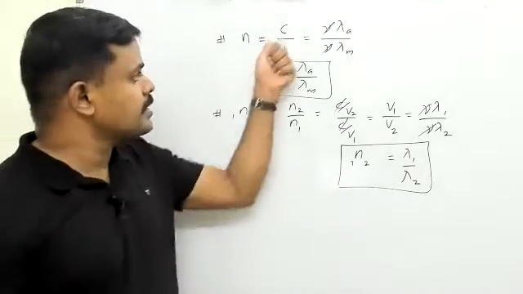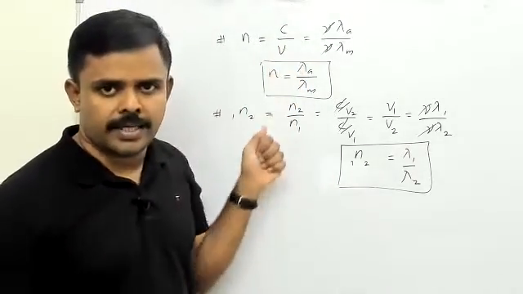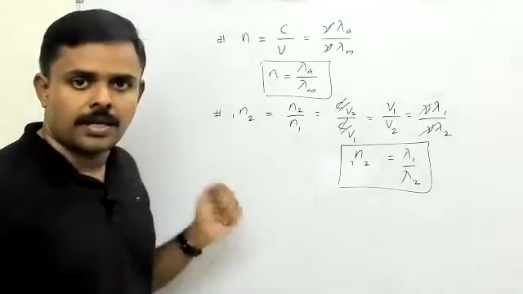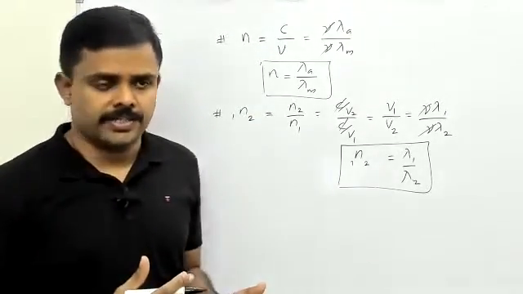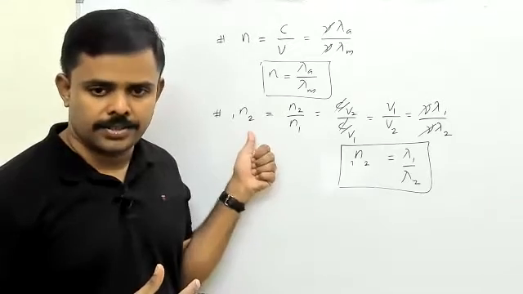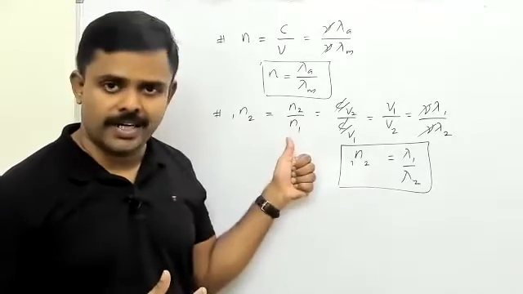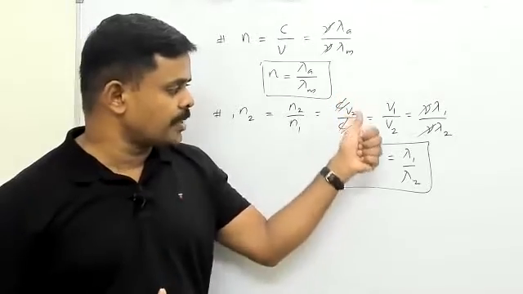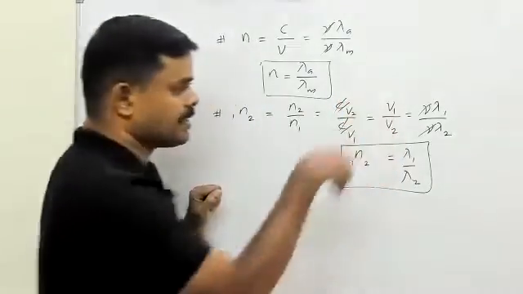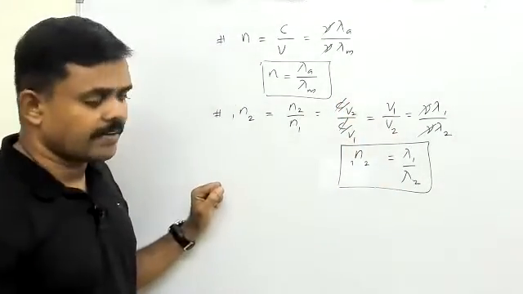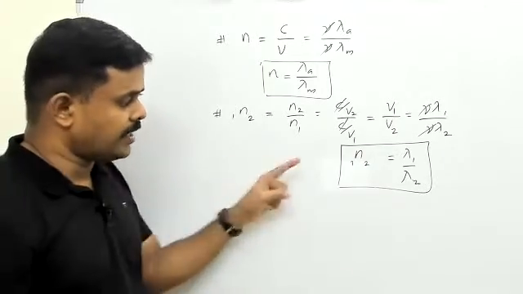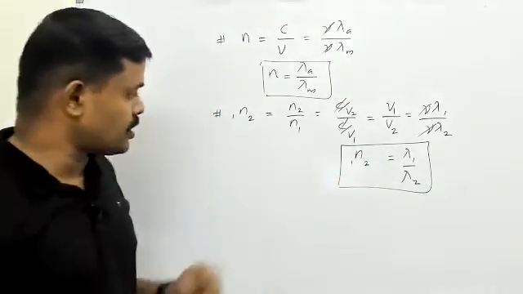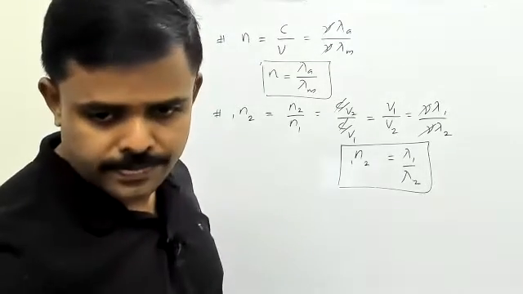N is equal to c by v, that is, n is equal to lambda a divided by lambda m. But in a medium, if a second medium is also involved, you have to look at the relative refractive index. What is relative refractive index? N21, which is n2 over n1, that is c by v2 by c by v1. C and c cancel, v1 goes to the numerator, v1 by v2. That makes it, nu and nu cancel, lambda 1 divided by lambda 2. So n21 is equal to lambda 1 by lambda 2. This is the second equation you have. Did you understand this?